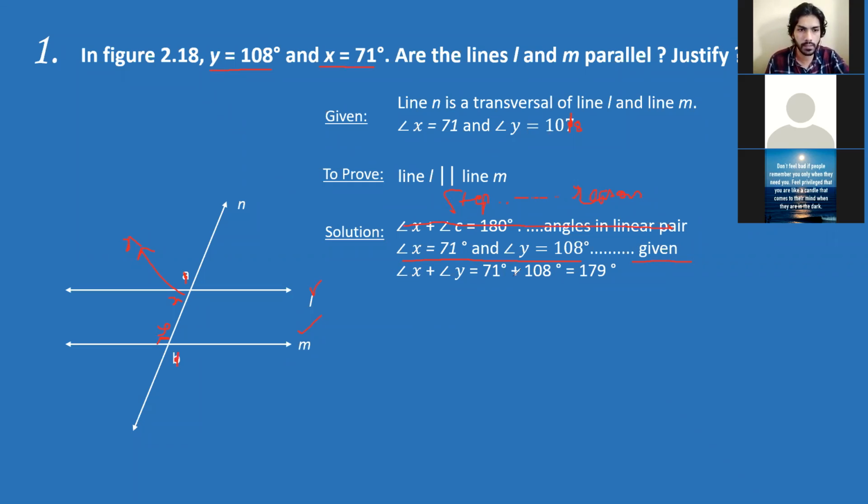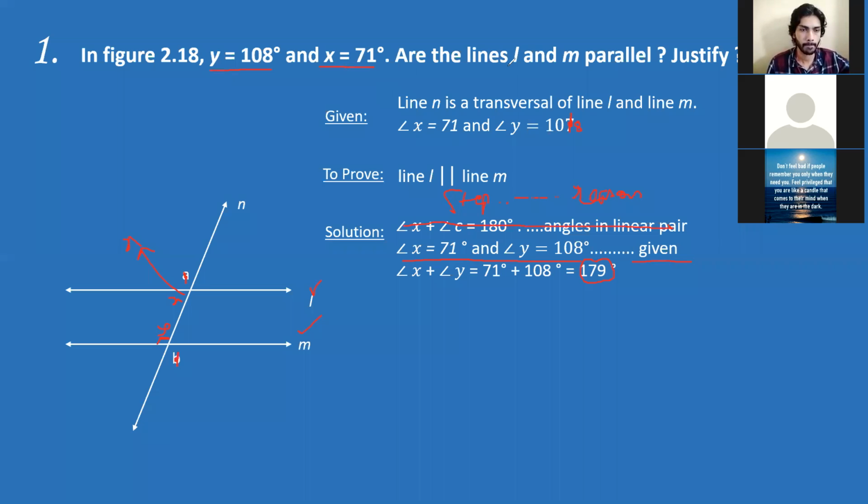Angle X plus angle Y is equal to 71 degrees plus 108 degrees, so the total is 179 degrees. So now we already have our answer. The interior angles sum to 179 degrees. So are these two lines parallel or not? Can anyone tell me? Why are they not parallel?